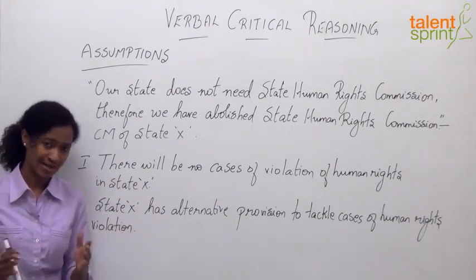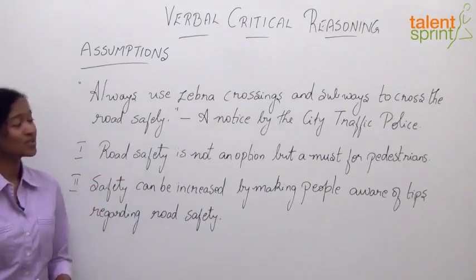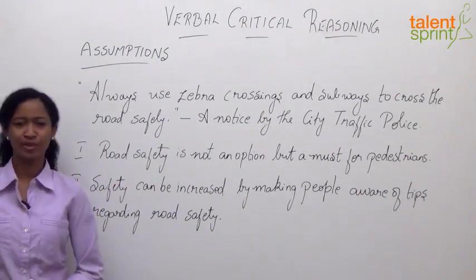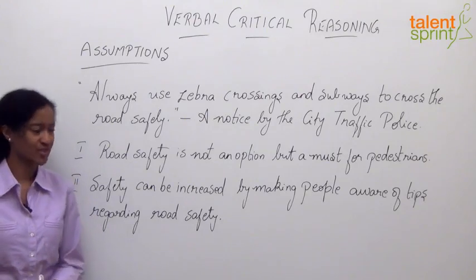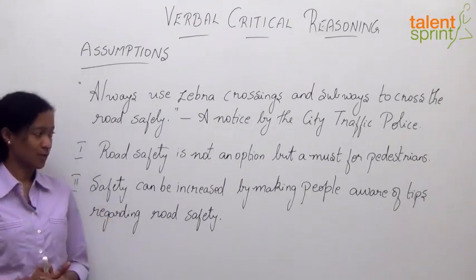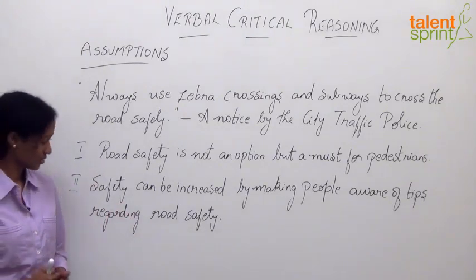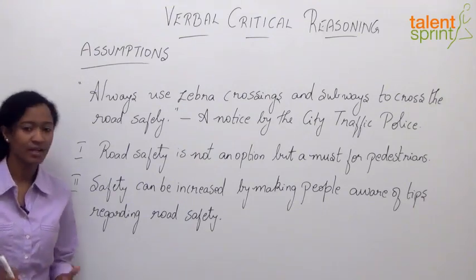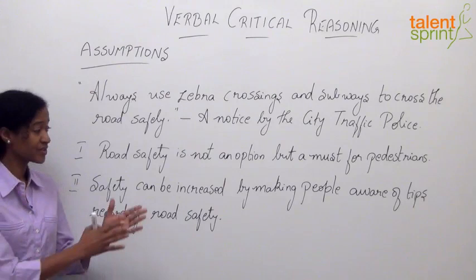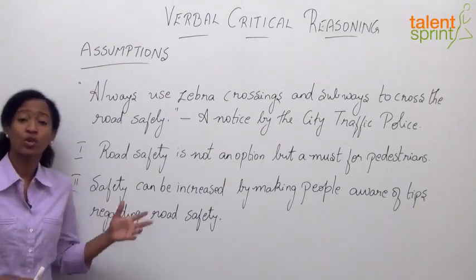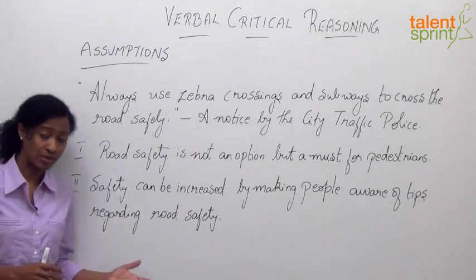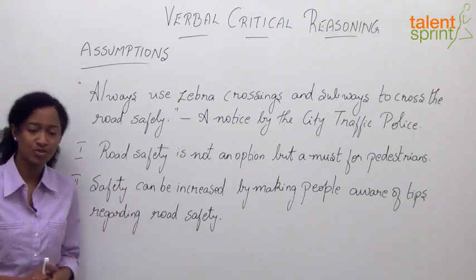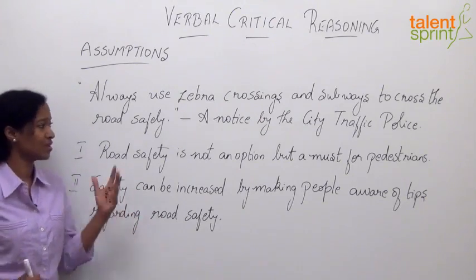Alright, let's move to our next statement with the following assumptions. Always use zebra crossings and subways to cross the road safely. A notice by the City Traffic Police. That's the statement. Let's look at our assumptions. Assumption 1. Road safety is not an option but a must for pedestrians. Assumption 2. Safety can be increased by making people aware of tips regarding road safety. So we're going to see which of these assumptions. Is it only assumption 1 that is implied from the statement, or only assumption 2, or either assumption 1 or 2, or neither, or both the assumptions are implied from the statement.